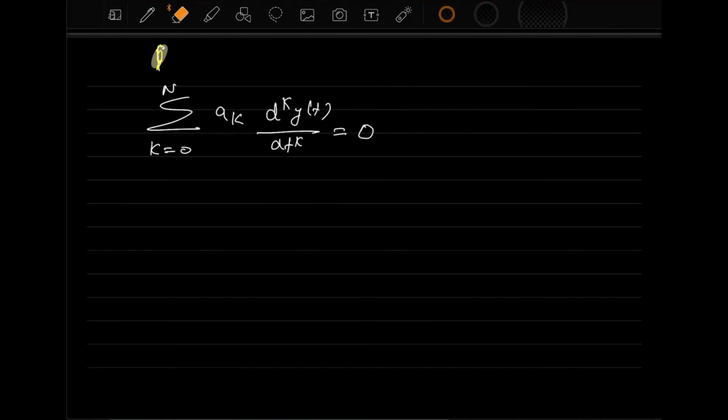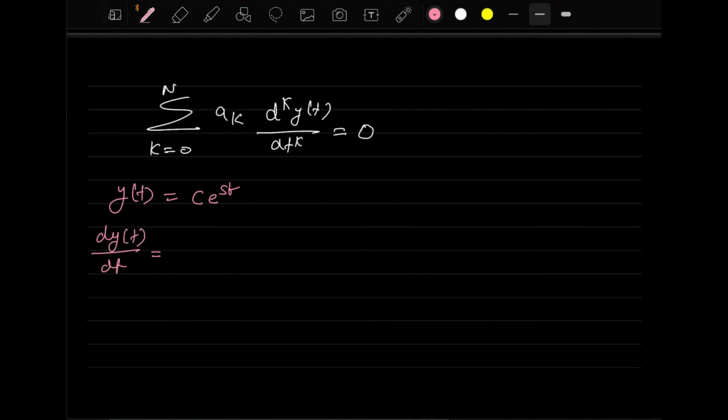We want to know the solution of this differential equation. In order to do that, we initially guess the solution. Let the solution be C e to the power st. Let us say this is the solution of this differential equation. If you take the derivative dy/dt, what will be the answer? It will be s C e to the power st.